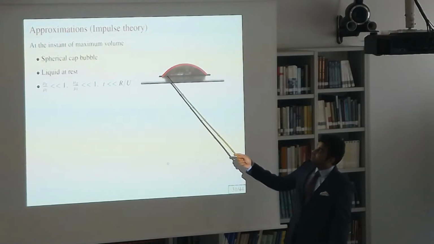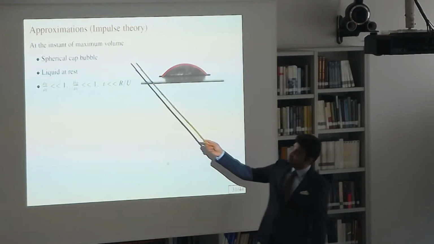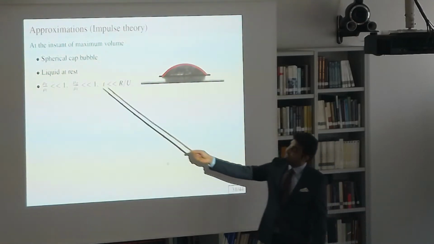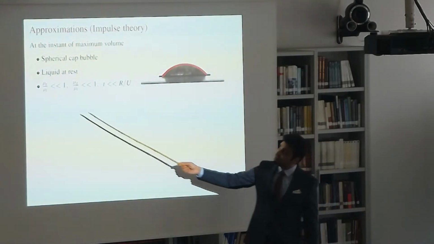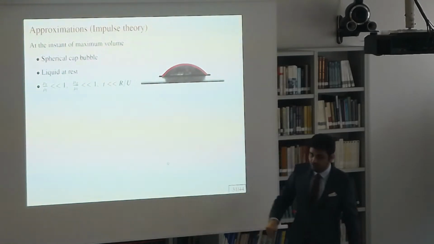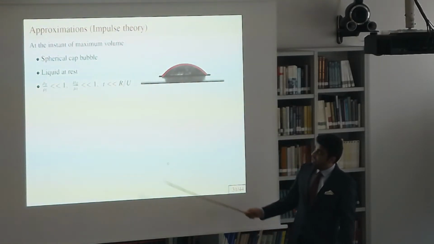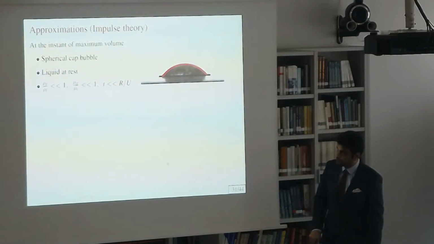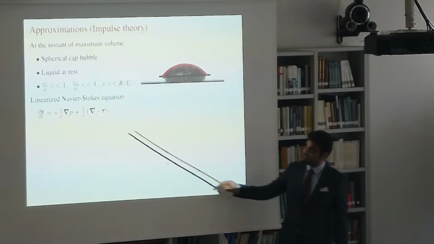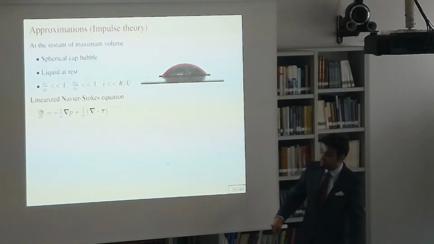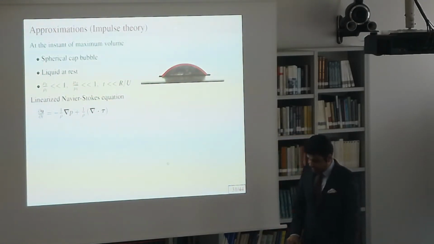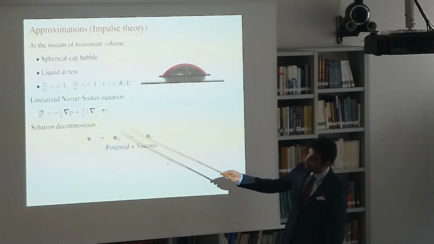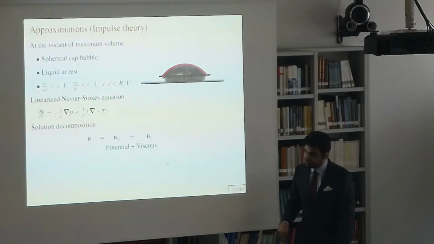We approximate that the bubble shape at the instant of maximum volume is well represented by a spherical cap. The liquid is at rest at this instant. The density and viscosity ratios are much smaller than 1. And we start looking at what happens at very small times. This can be given by a linearized Navier-Stokes equation, and it's very standard to decompose the solution of this equation into a potential and a viscous part.